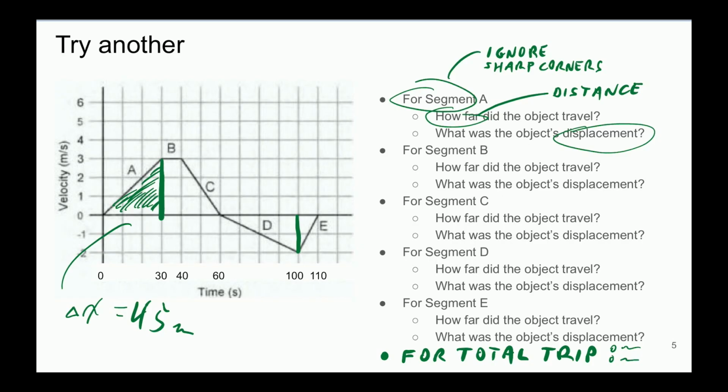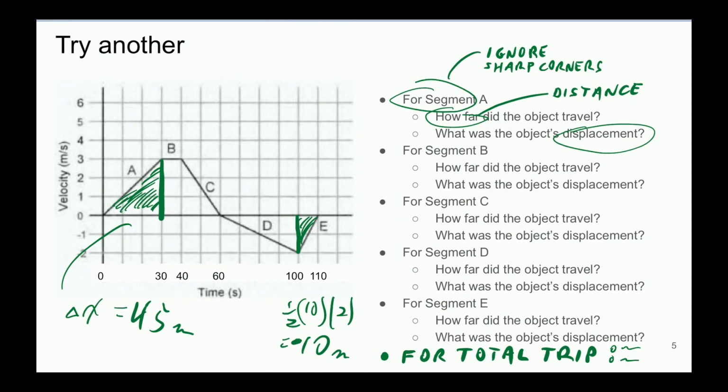Let me do segment E instead, all right? One-half the base times the height. So one-half the base, which is 10 units, times the height, which is 2, that's 10, right? So the answer is 10 meters, and I have to remember to put the negative sign there because it's a negative displacement, right? Negative velocities lead to negative displacements.